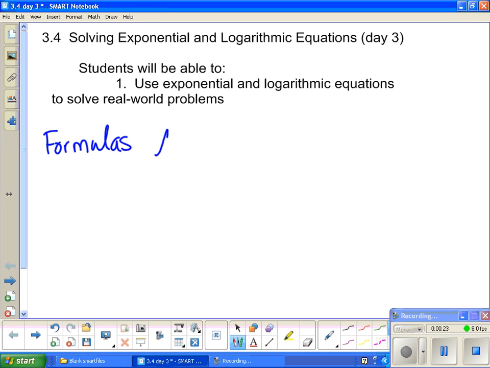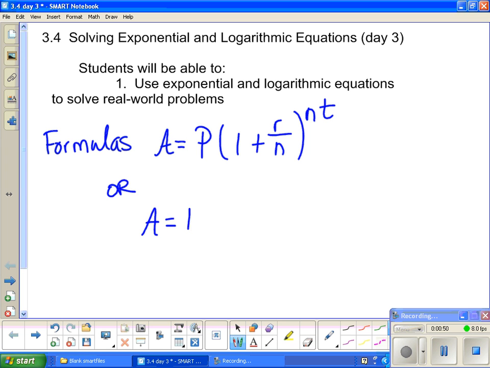We have the first one: amount equal principal times 1 plus the interest rate in decimal form over the number of times compounded, and same number of times compounded, times t in years. And that's if it's compounded monthly, quarterly, annually, etc. And then we have our other formula: amount equal principal times e to the interest rate times t, the number of years. That's when it's being compounded continuously.